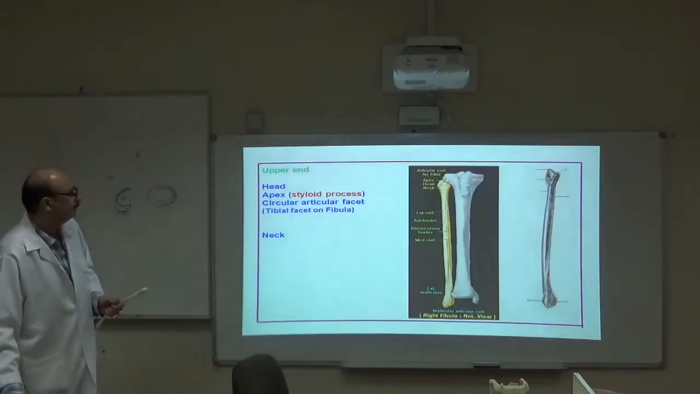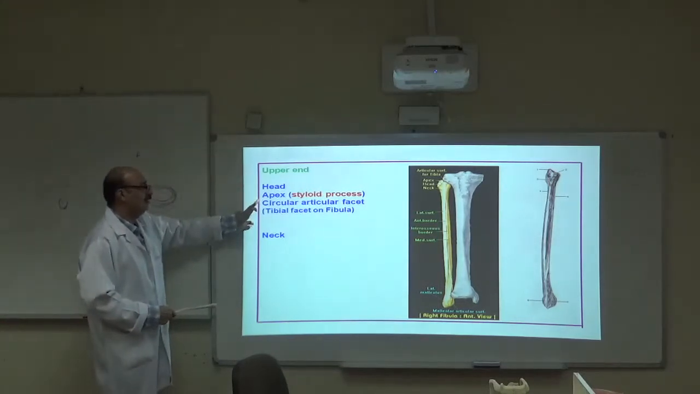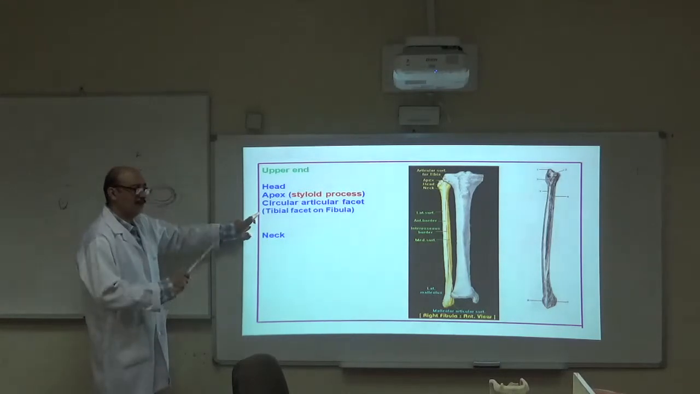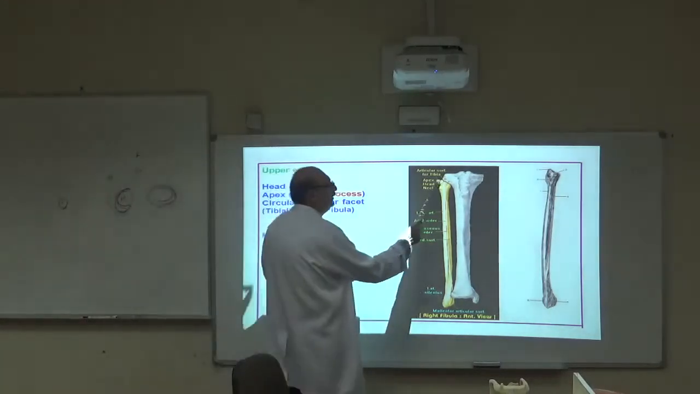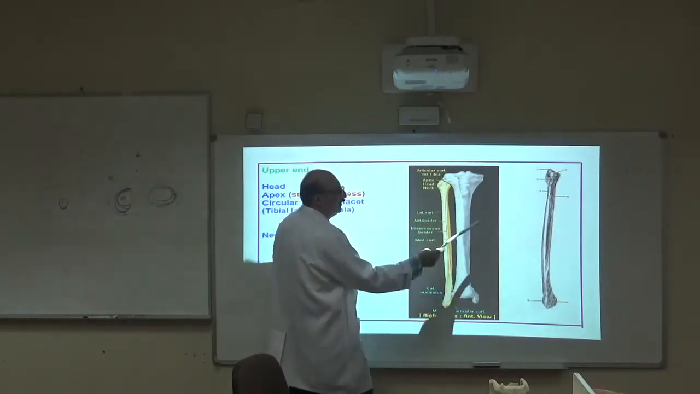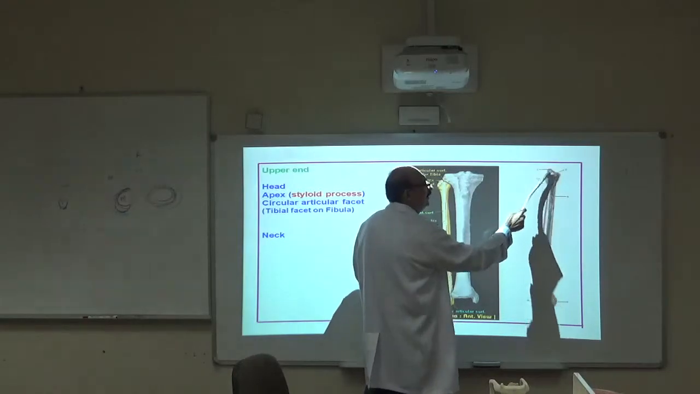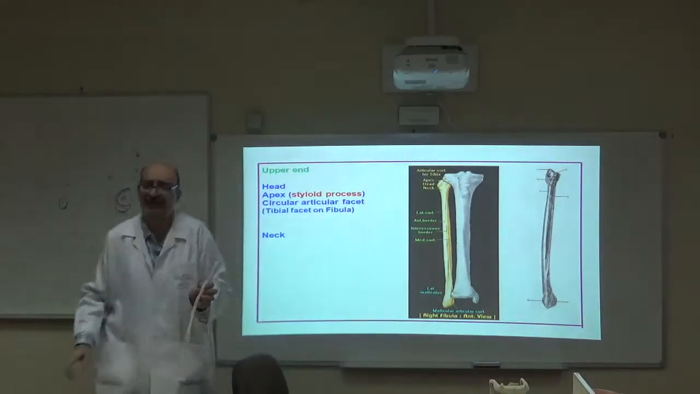No problem. The upper end has a head, a styloid process, and a circular articular facet for making connection with the tibia, and then there is a neck. So here is the head. After the head there is a small neck. The head has this elevated process. This is called the styloid process, like the same styloid process in the radius we have seen.